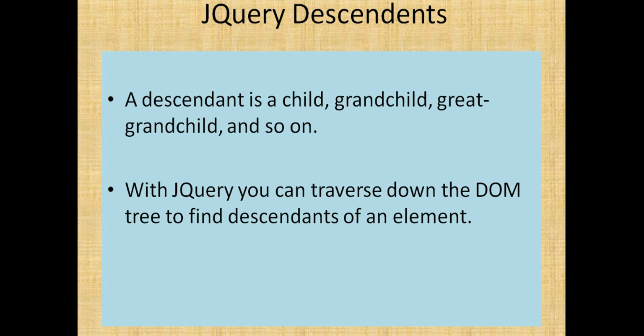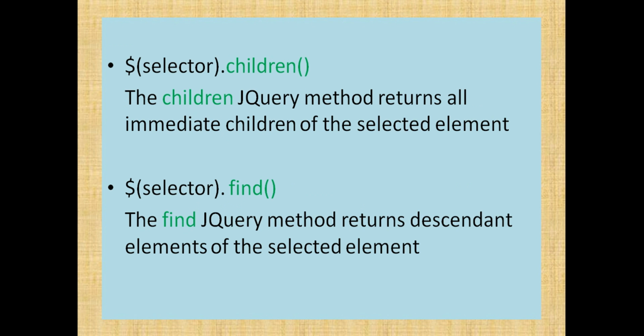Now let's see what are jQuery descendants. A descendant is a child, grandchild, great-grandchild, and so on. With jQuery, you can traverse down the DOM tree to find descendants of an element. The first descendant method that we're going to discuss is the children method. This jQuery method returns all immediate children of the selected element.